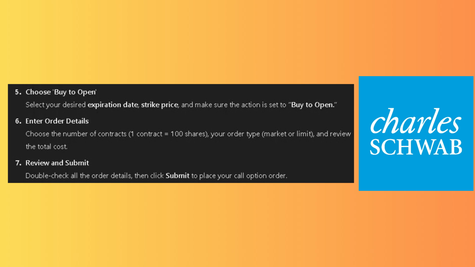Review and submit. Double check your order details. Make sure it is correct. Then click submit to place your call options order. Now you know how to buy call options on the Charles Schwab app and website.